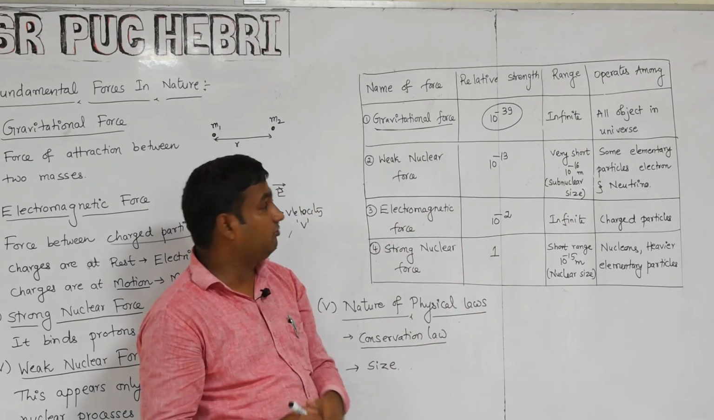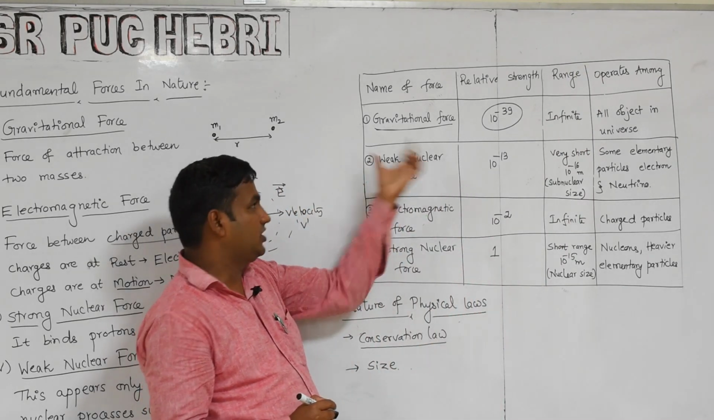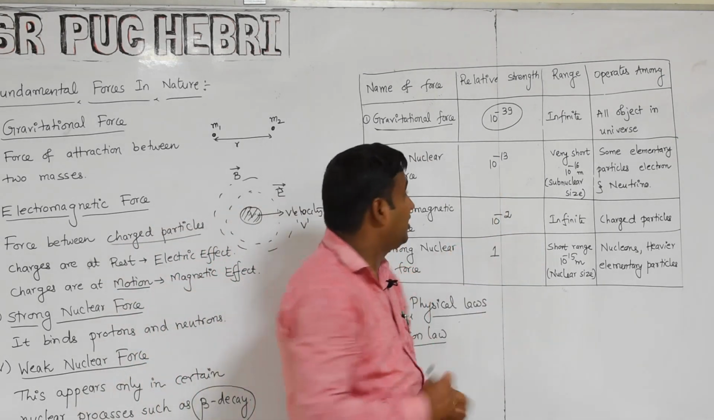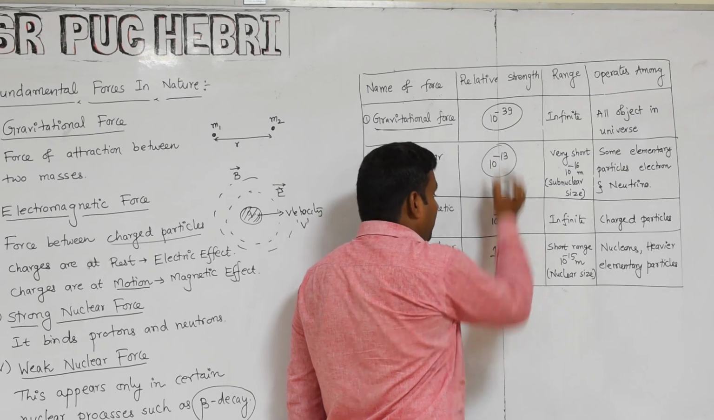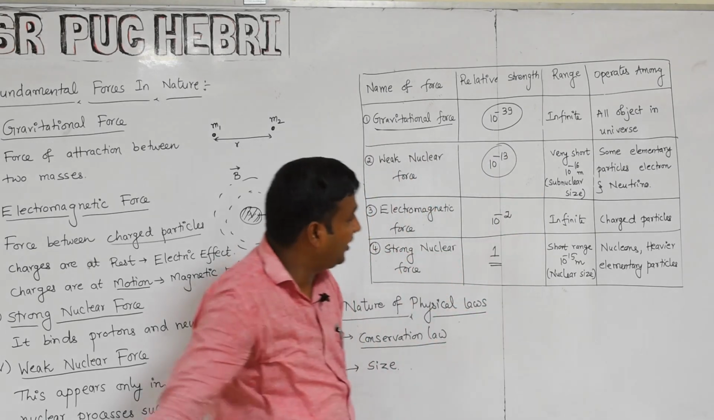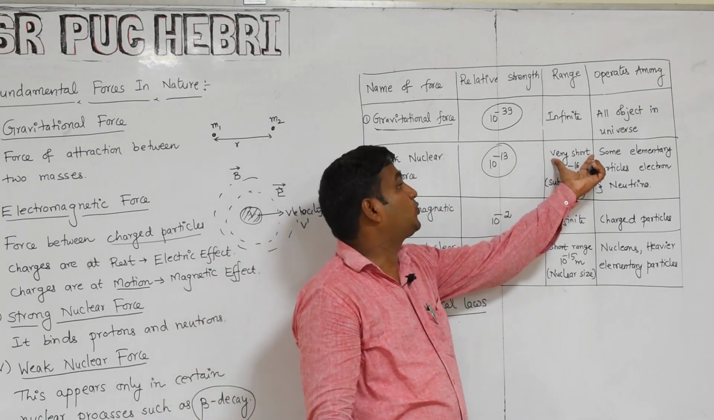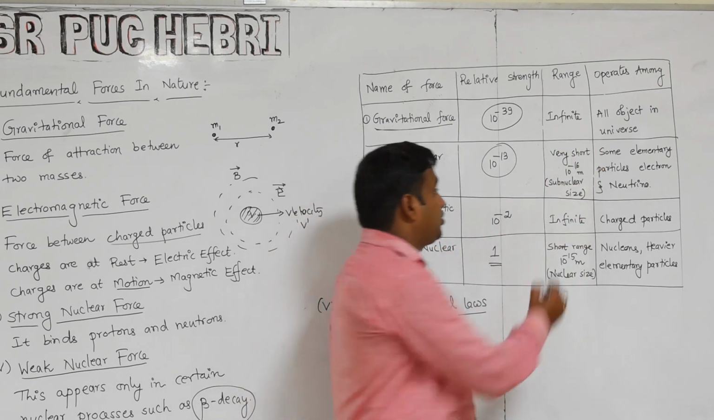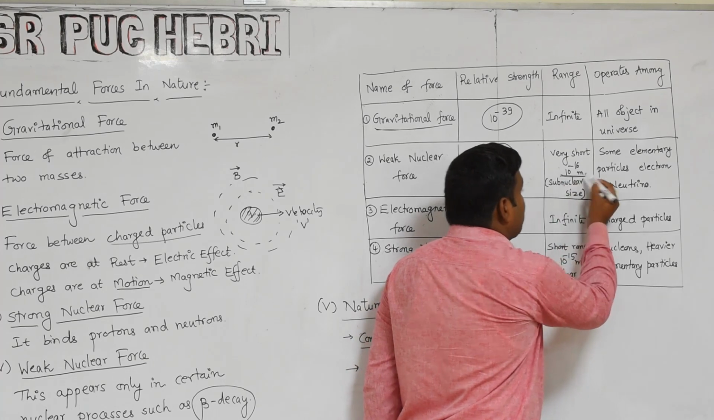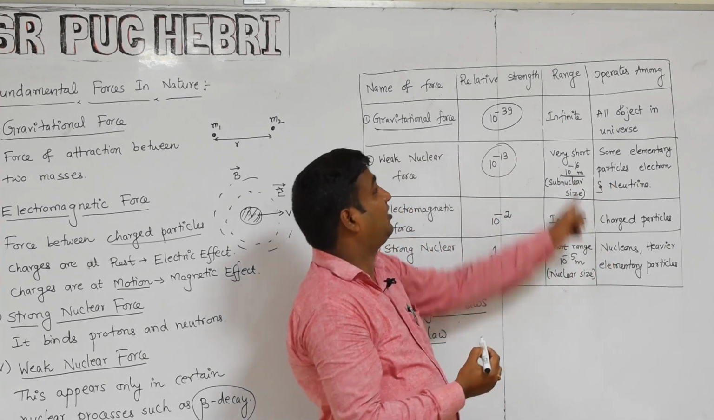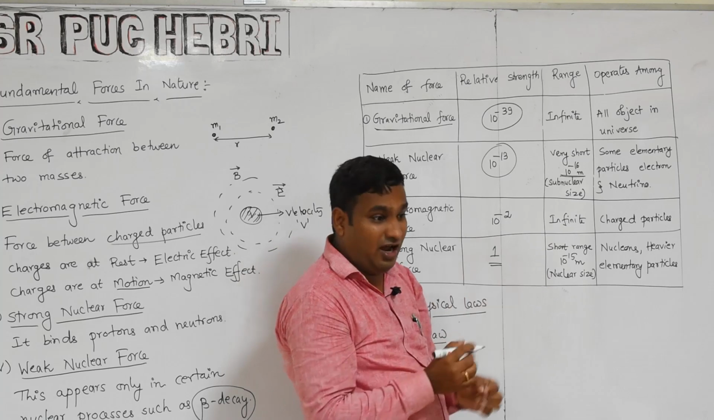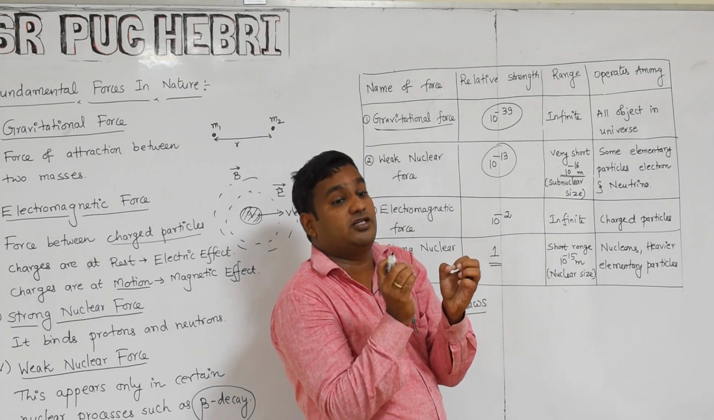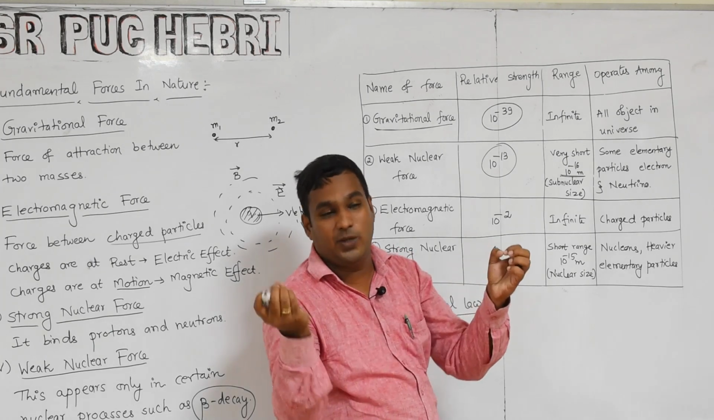And the second important thing is the weak nuclear force. Weak nuclear force has a relative strength of 10 power minus 13 when you compare with the strong nuclear force, and its range is very short, of the order 10 raised to minus 16 meter. See this range, 10 raised to minus 16 meter is the range. Very short. And apart from that, if the gap between two particles is 10 raised to minus 10, we can't see the weak nuclear force.